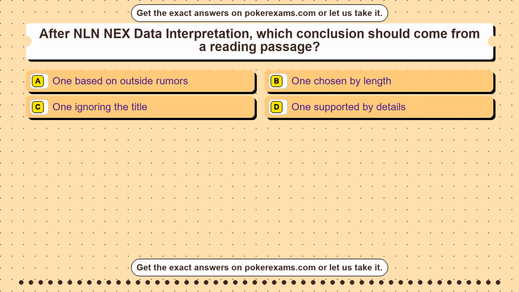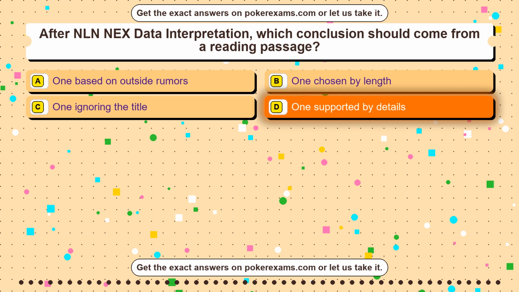Question 46. After NLN NEX Data Interpretation, which conclusion should come from a reading passage? Option A, one based on outside rumors. Option B, one chosen by length. Option C, one ignoring the title. Option D, one supported by details. The correct answer is option D.